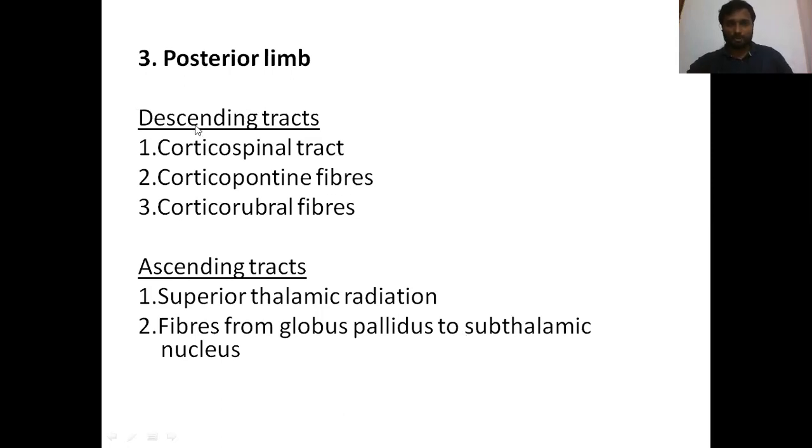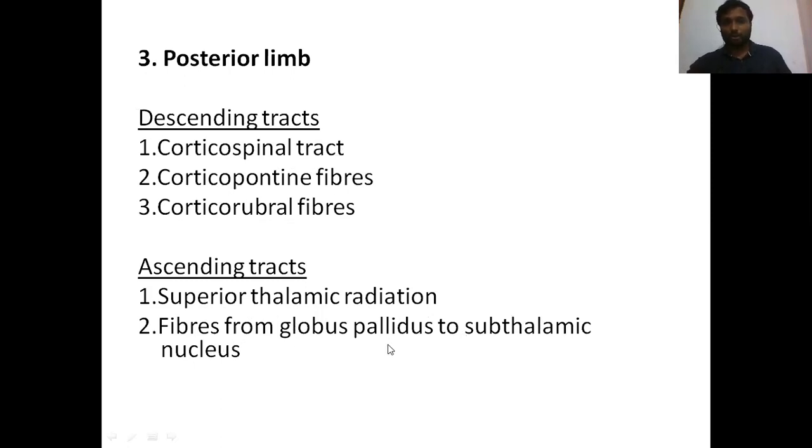Then the posterior limb. Descending fibers: corticospinal, from the cerebral cortex to the spinal cord; corticopontine, cortex to the pons; and corticorubral, from the cerebral cortex to the red nucleus. These are the descending fibers. Then ascending fibers: superior thalamic radiation. Now it is clear what the superior thalamic radiation is.